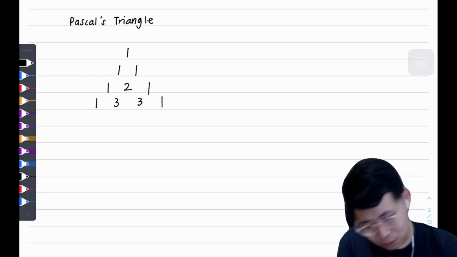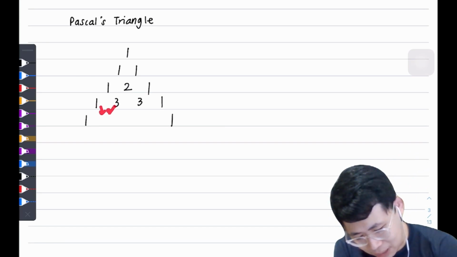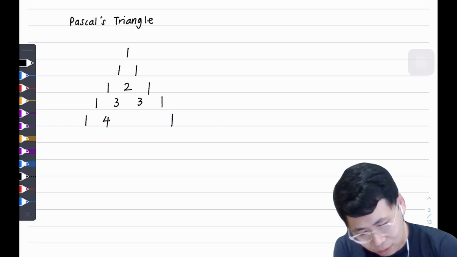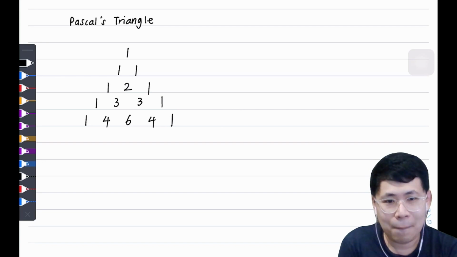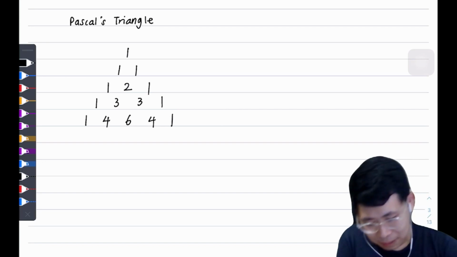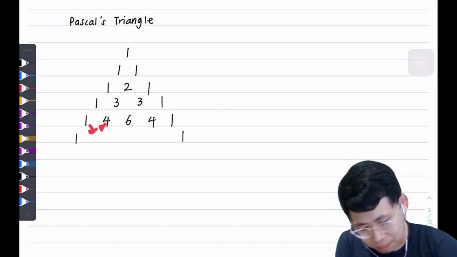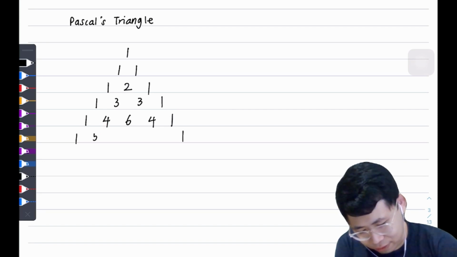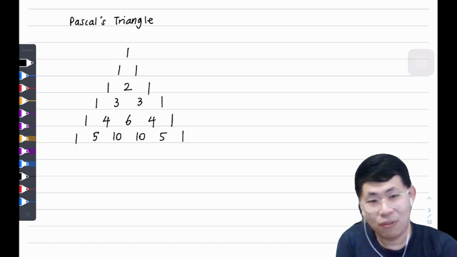The next one would be a 1 and a 1 on the outside. So let's try to sum up and see. So 1 plus 3 will give me 4. 3 plus 3 will give me 6. 3 plus 1 will give me 4. So 1 4 6 4 1. Okay? Next one. 1 on the outsides, right? And how do we get this? 1 plus 4 is 5. 4 plus 6 gives me 10, right? And 10 and 5 and 1.